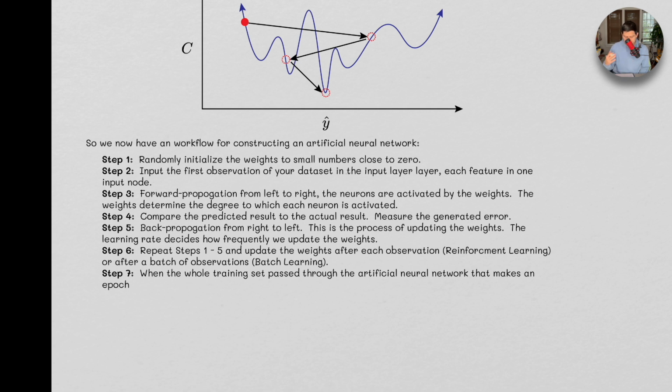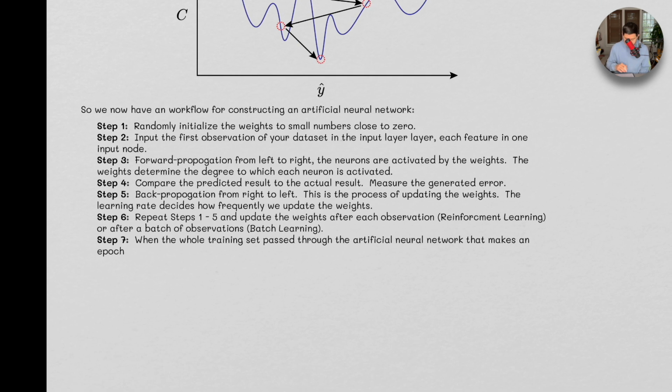And then step 4 is going to be compare predicted result to the actual result. That's going to help us measure a generated error and a cost function. And then backpropagation. Using that generated error or cost function, we go from right to left, and this is the process of updating the weights. The learning rate decides how frequently we update the weights. Then you can repeat steps 1 to 5 and update weights after each observation. This is reinforcement learning or stochastic gradient.